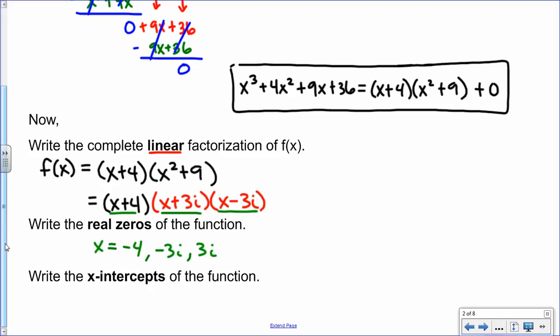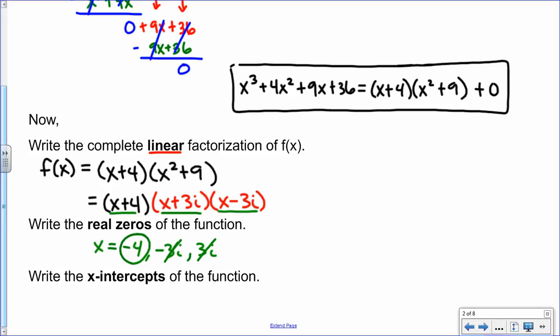This question asks me for the real zeros. Are all three of these real? No. Which one's real? So this one only has one real zero. So you don't have to write these two. I was just writing them there to show you. You just need to write the negative 4.